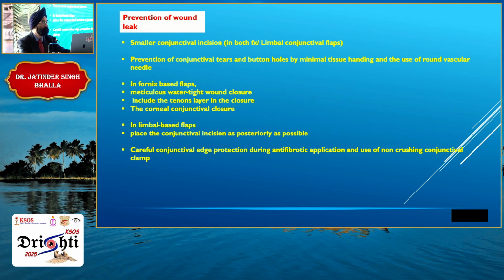So how can we prevent the wound leaks? One is smaller conjunctival incision in both the fornix and limbus-based conjunctival flaps, prevention of conjunctival tears and buttonholes by minimal tissue handling, and in fornix-based flap, we should do meticulous watertight wound closure. May include Tenon's layer in the closure, and the corneal conjunctival closure is done also, which can prevent the wound leak in fornix-based flap. In limbus-based flap, we should place the conjunctival incision as posteriorly as possible, and we should do careful conjunctival edge protection during mitomycin C use and use of the round body, non-crushing conjunctival clamp.